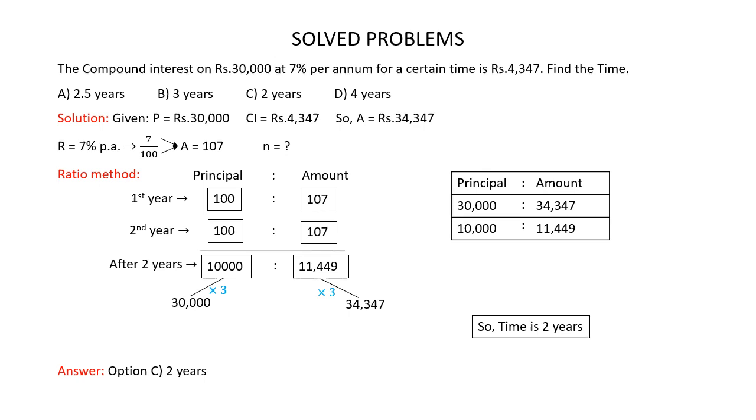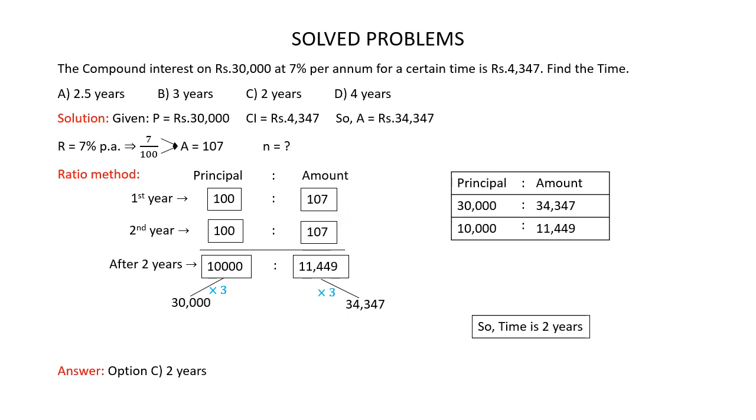The next thing that is to be done here in the ratio method is to find the ratio of principal to amount. Now here, since the interest is compounded annually, it means that we have to find the ratio of principal to amount for each year. So here principal is to amount for the first year is 100 is to 107. But we do not know for how many years we have to find the ratio of principal is to amount, because we do not know the time here.